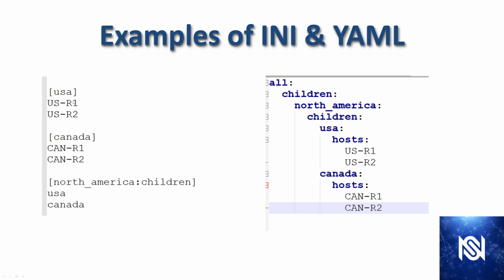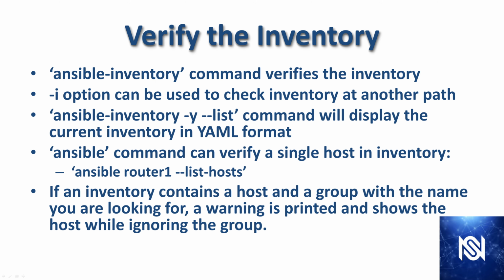So you can see that I have the two groups, USA and Canada, and then I have the nested group of North America that includes USA and Canada. And so then you can compare that to what I have over here on the right-hand side and see how the YAML is formatted.